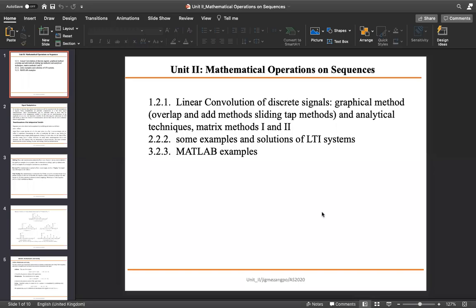You need a mathematical operation on sequences. So I ask what is convolution to Sonam Togge. Sonam Togge is not answering, so I'm passing this question to Pema Chora.